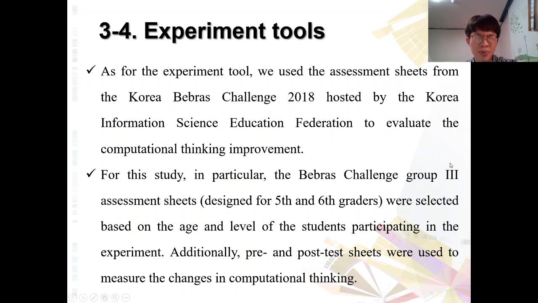As for the experiment tool, we used the assessment sheets from the Korea Vibras Challenge 2018, hosted by the Korea Information Science Educational Federation, to evaluate computational thinking improvement. For this study, in particular, the Vibras Challenge Group 3 assessment sheet, designed for 5th and 6th graders, was selected based on the age and level of the students participating in the experiment. Additionally, pre- and post-test sheets were used to measure the change in computational thinking.